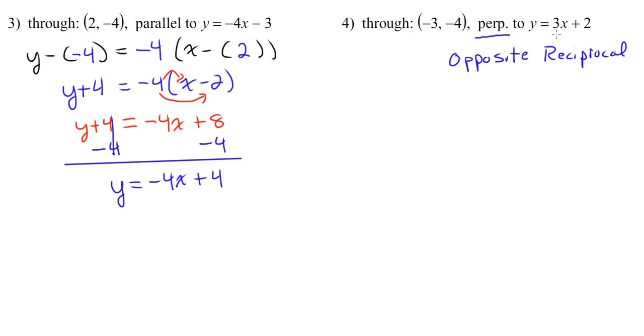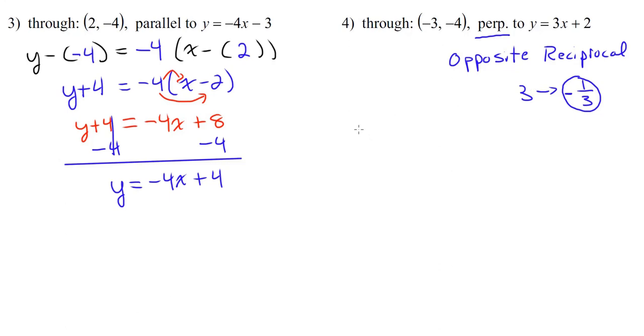That means you're going to take the slope, flip it, and change the sign. So we take 3, which is the slope of this line, we flip it, that is 1/3, and we change the sign. So the slope of our new line is going to be negative 1/3, and the rest is the same.